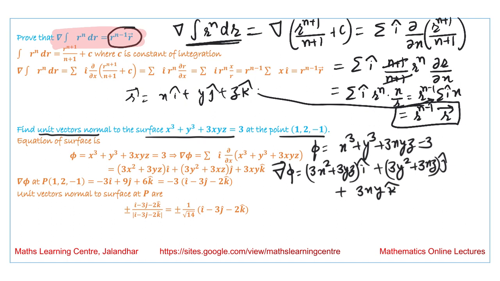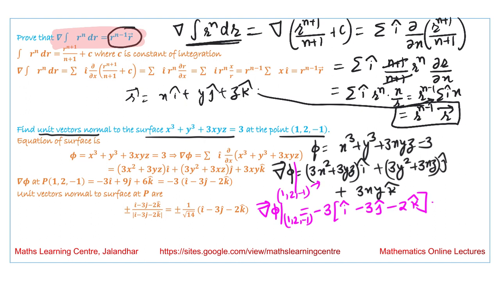Now if we substitute the point 1, 2, minus 1 in this equation, we obtain this value, which is equal to minus 3 I cap minus 3 j cap minus 2k cap. This is the value of the gradient of phi at the point 1, 2, minus 1.